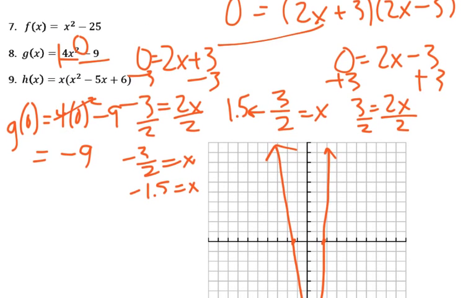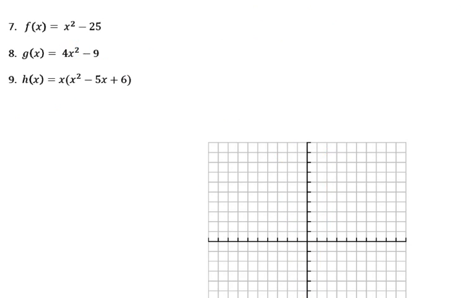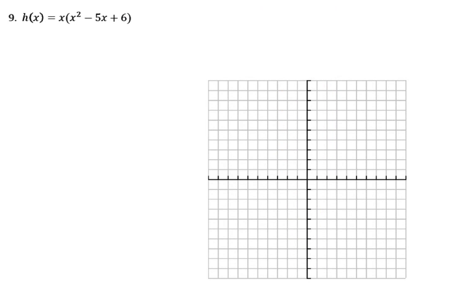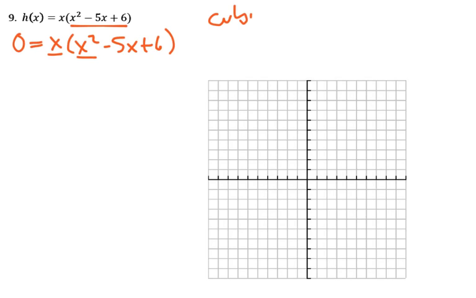Okay, now let's take a look at that last one. Okay, number 9. So we've got x times x squared minus 5x plus 6. So we would set it equal to 0. What I should notice is that with this x multiplied by an x squared, we're dealing with a cubic here. Okay? It's positive, so end behavior of a cubic with a positive leading coefficient goes like that. So as we go to the right, we go up. As we go to the left, we go down.